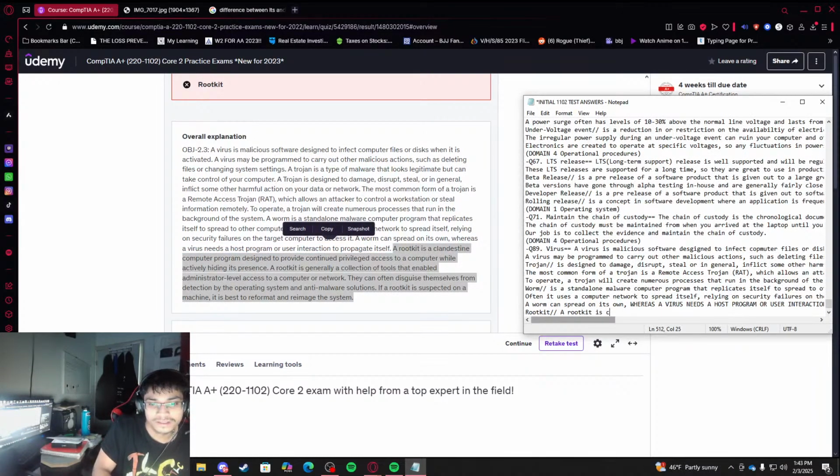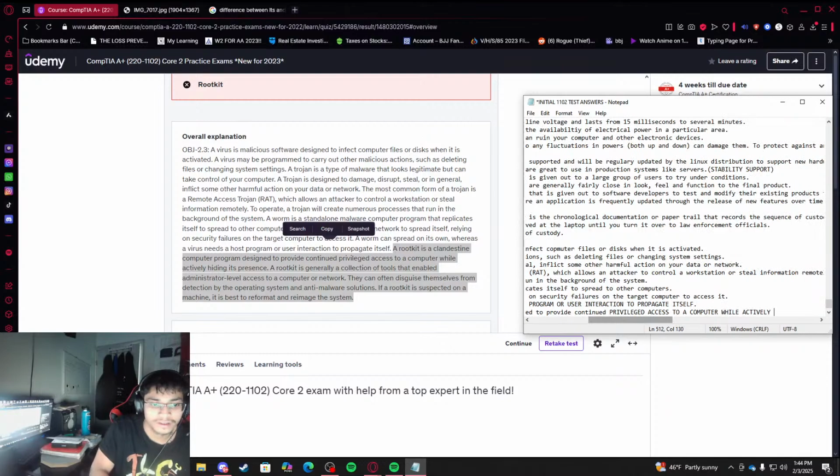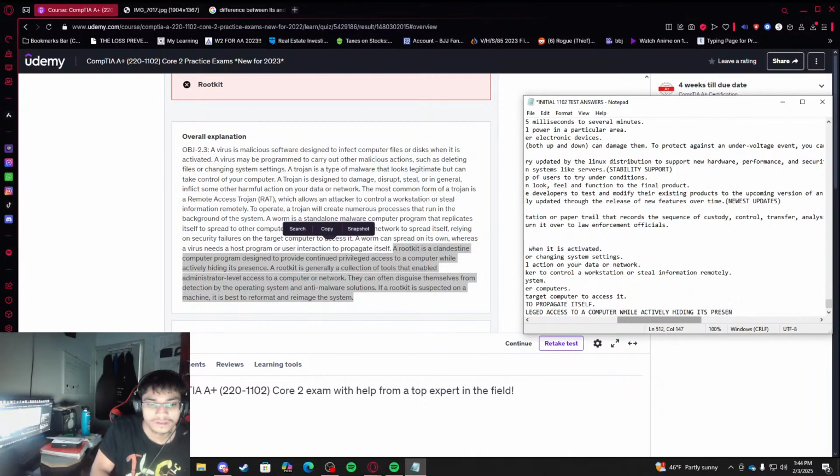A rootkit is a clandestine computer program designed to provide continued privileged access to a computer while actively hiding its presence.